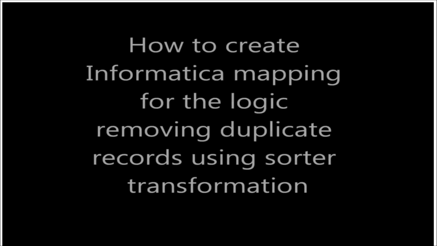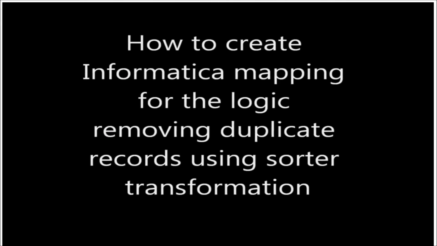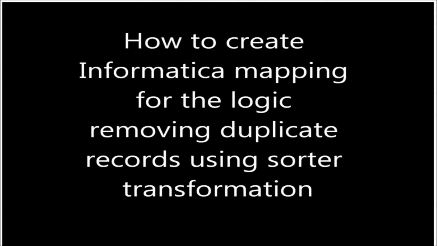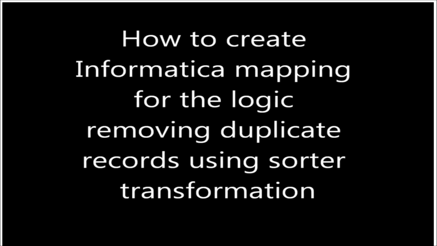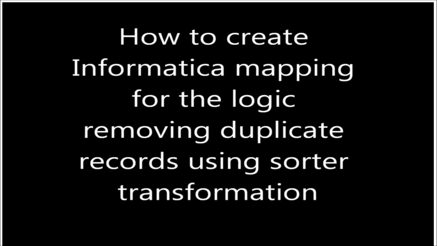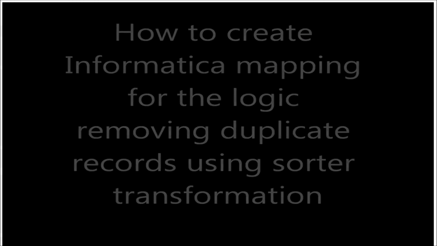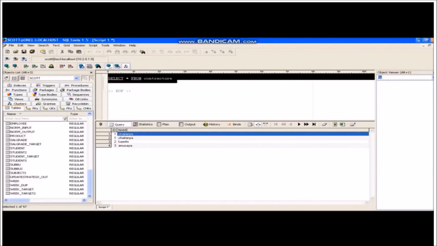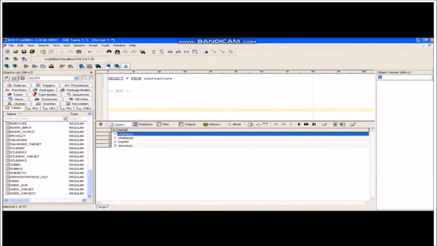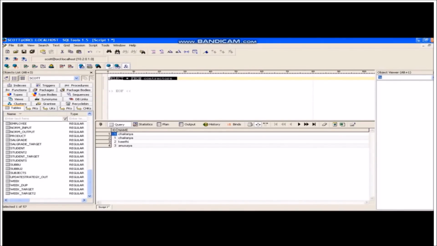Today I am going to create a simple Informatica PowerCenter mapping for a logic: how to remove the duplicates using the sorter transformation. Let's go now. I have a contractors table in the database with columns ID and name. Here I have inserted 4 records. In these, the first 2 records are duplicate records having ID as 1 and name as Chaitanya. Now I am going to take this table as my source table.